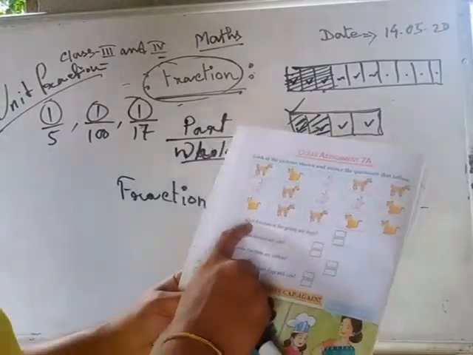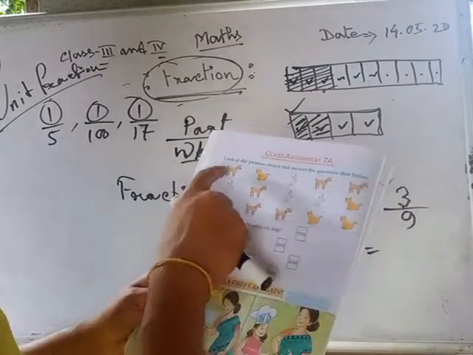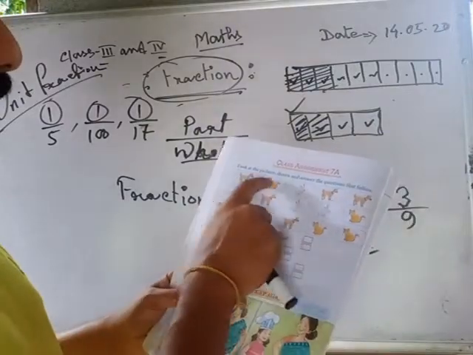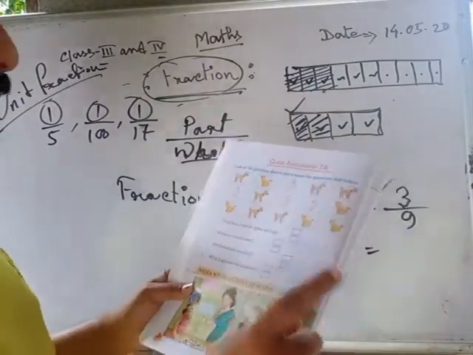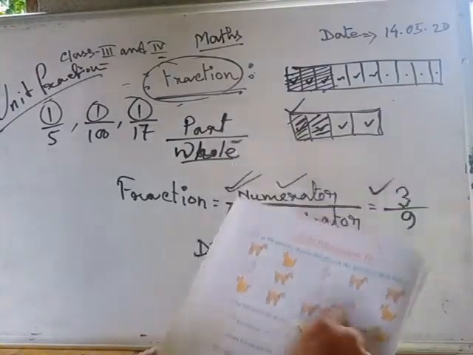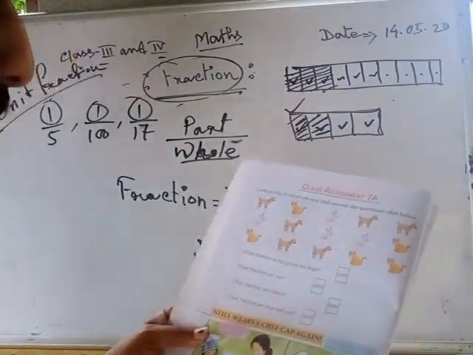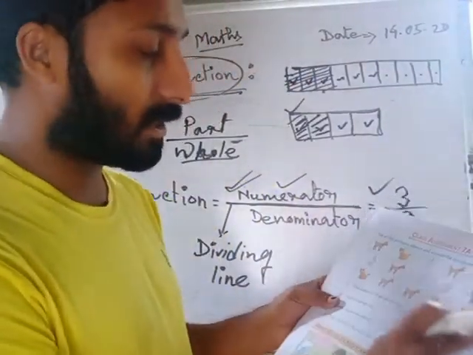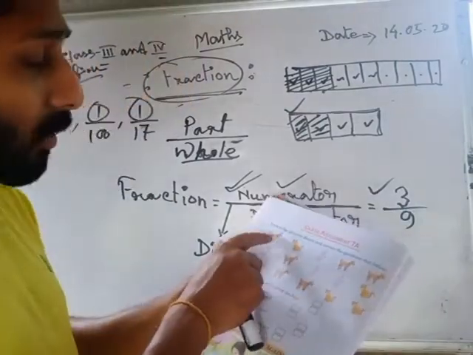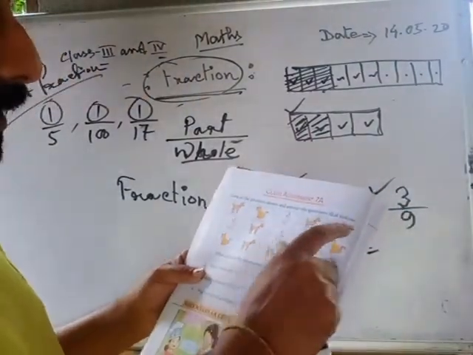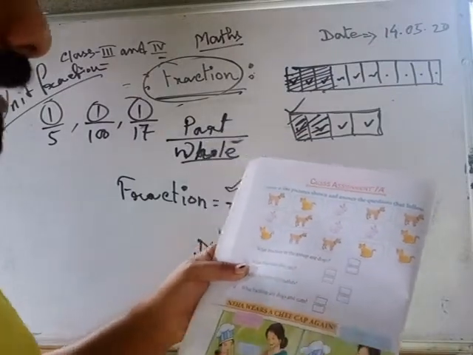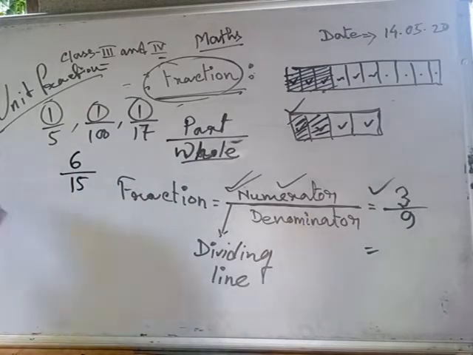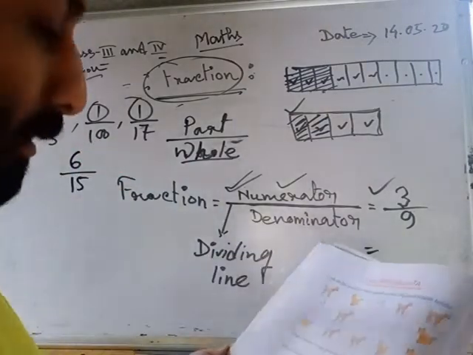At first you should find what fraction of the group are dogs. First count the total: 1, 2, 3, 4, 5, and 1, 2, 3, that means 5 3s are 15. So we should write 15 as the denominator, because the total number of sections is 15. And how many dogs are there? 1, 2, 3, 4, 5, 6. So we should write here 6 by 15. Okay, it is called 6 by 15.